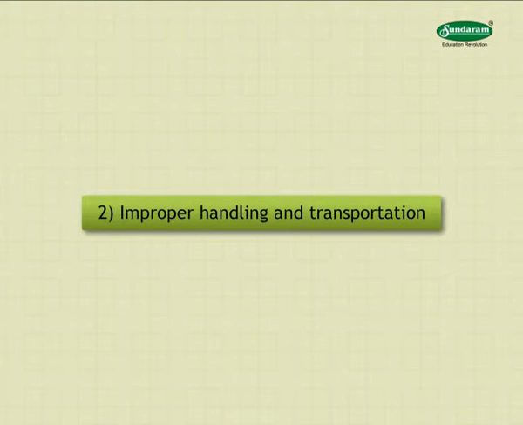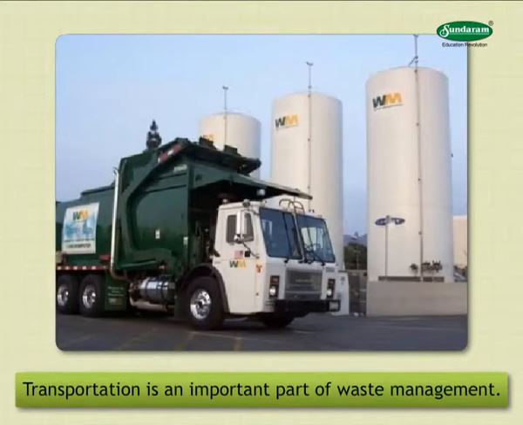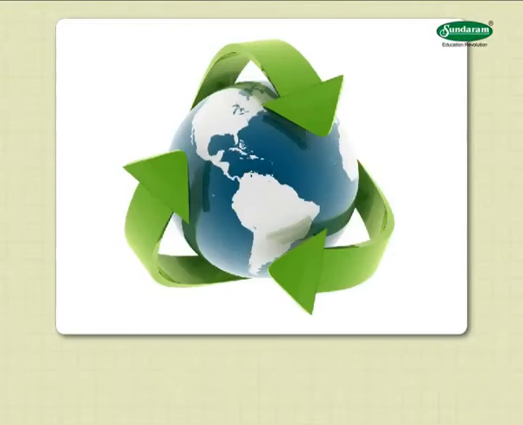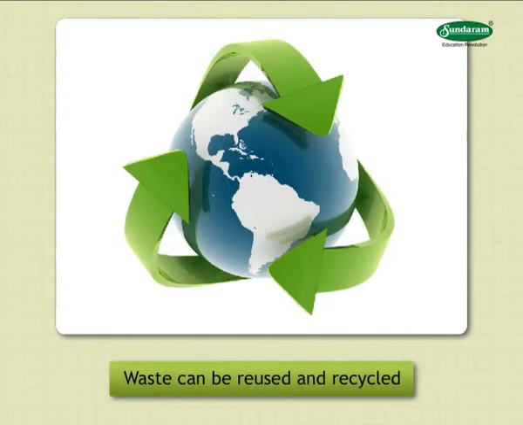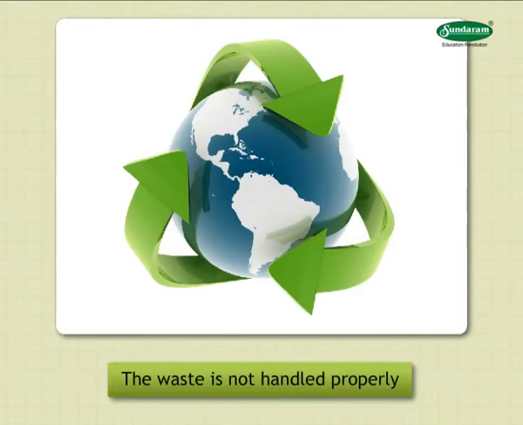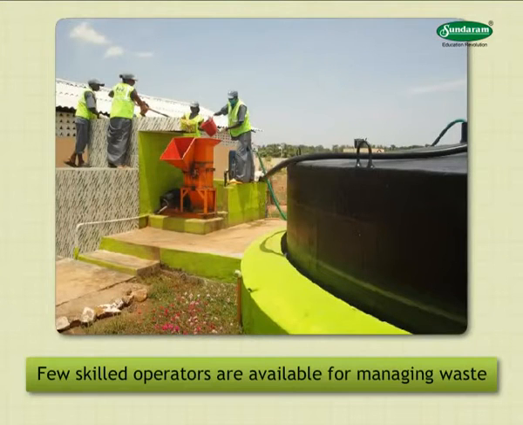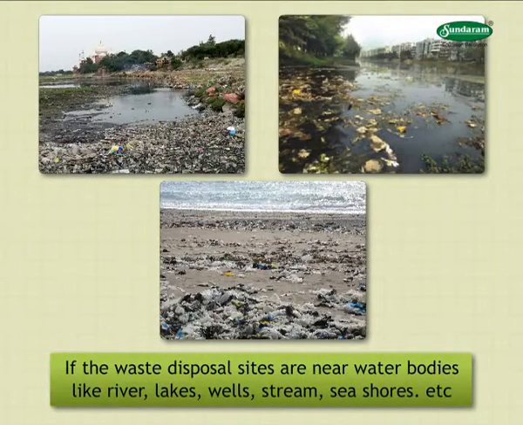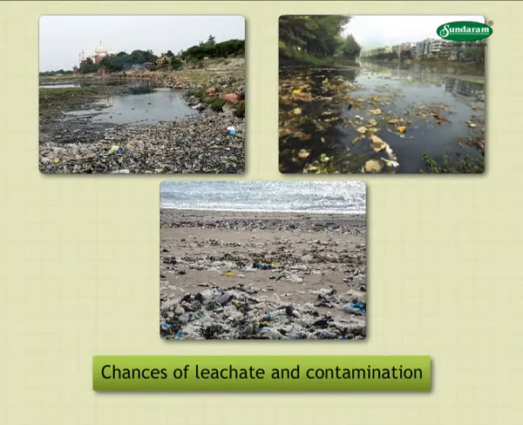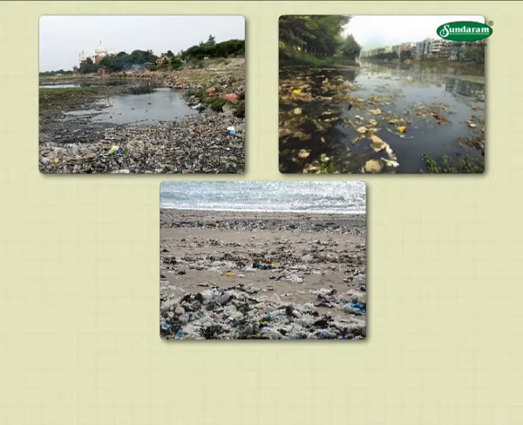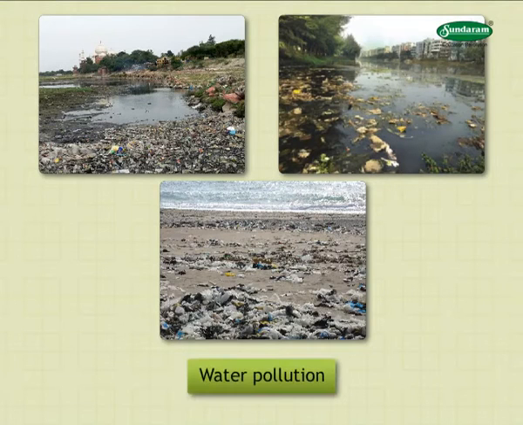2. Improper handling and transportation. Transportation is an important part of waste management. Since people are unaware that waste can be reused and recycled, the waste is not handled properly. Very few skilled operators are available for managing waste. If the waste disposal sites are near water bodies like rivers, lakes, wells, streams, seashores, etc., chances of leachate and contamination increase, leading to water pollution.